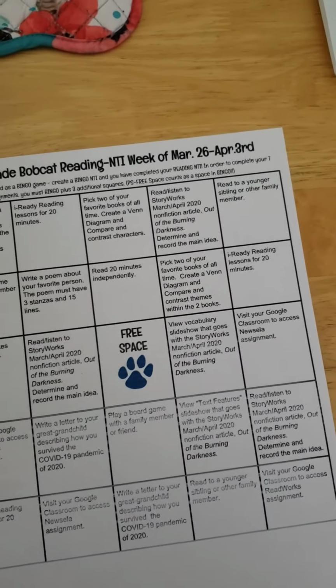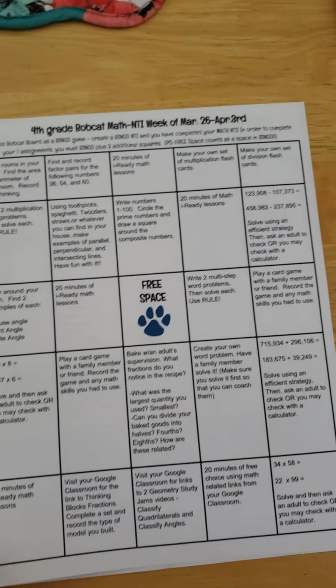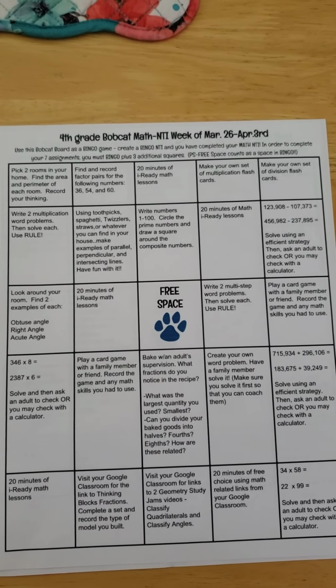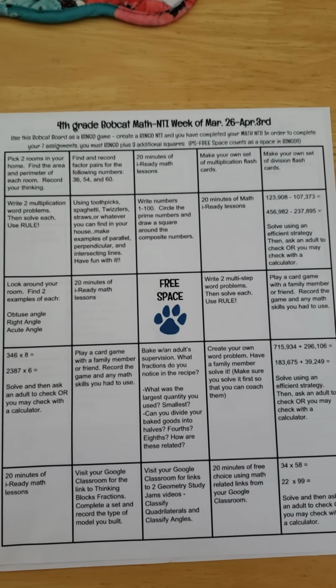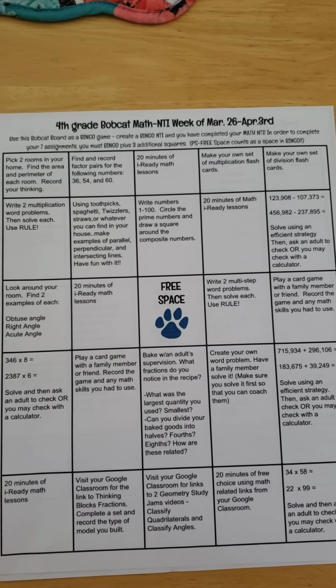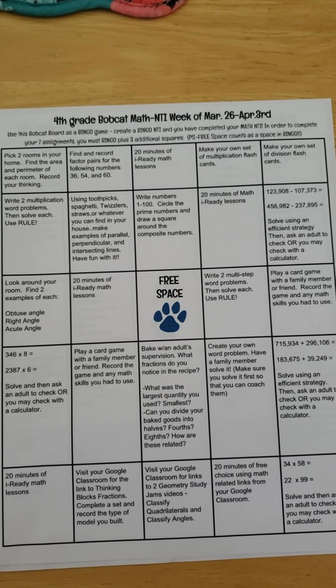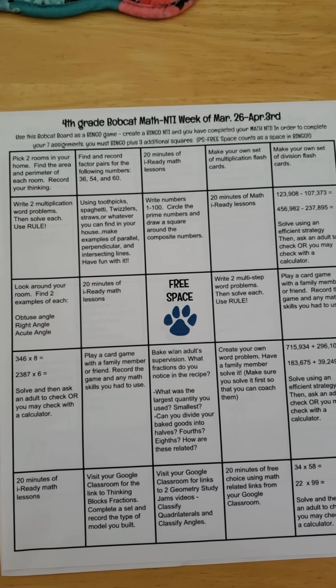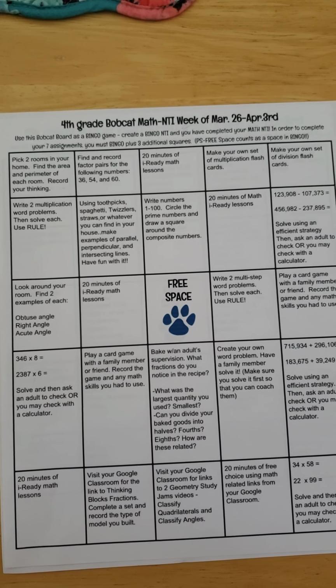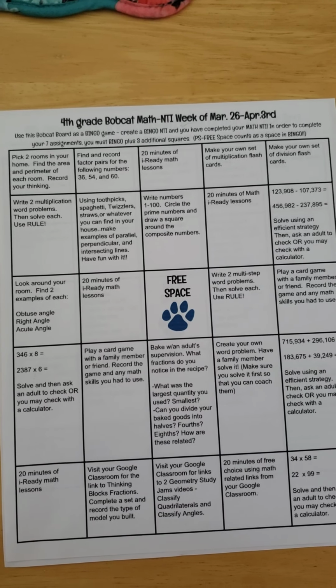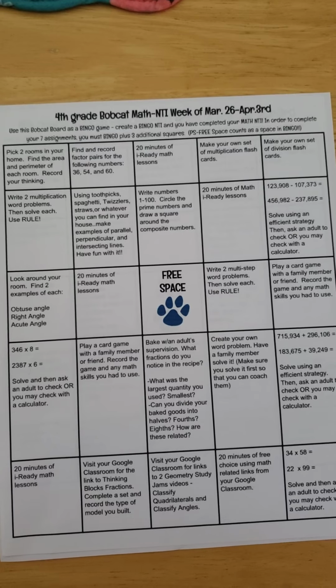Now, look at Bobcat NTI week bingo board of the 26th through the 3rd. Okay, you're going to still see that free space. You're going to see things like multi-step word problems, create your own word problem, play a card game with a family member or a friend. You're going to also be working on some angles and some multiplication word problems and even area and perimeter.